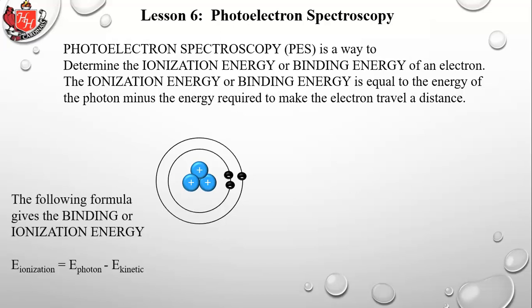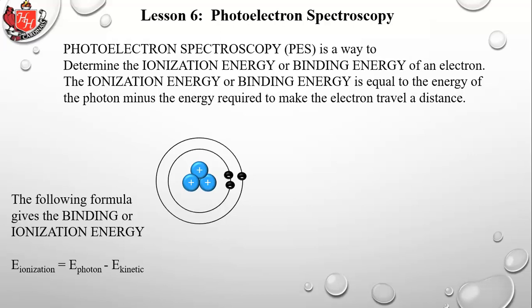So the following formula gives the binding or ionization energy. The ionization energy equals the energy of a photon of light. Now a photon, we haven't gotten into that concept, but it's the energy in basically a particle of light, minus the energy that it takes to make an electron move a certain distance. So let's think about that before we even read any further. Actually, I'll give a numeric example here.